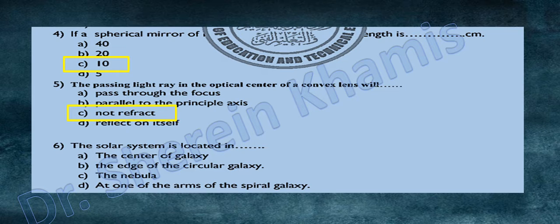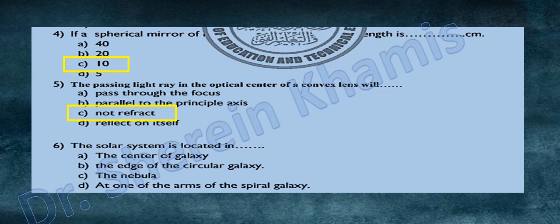Question number 6 here. The solar system is located in, okay, we said that we are in the Milky Way galaxy. It is one of the galaxies of the universe, and it contains our solar system that consists of the Sun and 8 planets inside it. So what kind of galaxy are we from?